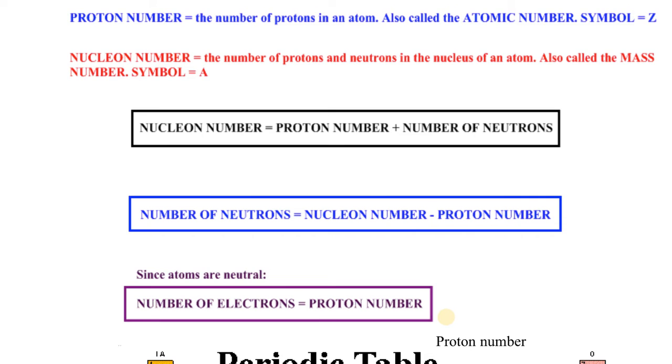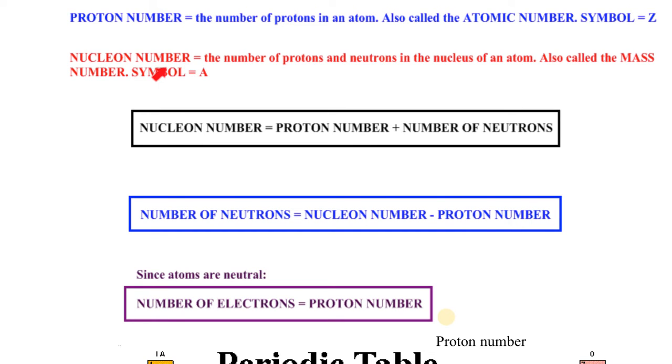So let's start off with some definitions. So the proton number is the number of protons in an atom, and is also referred to as the atomic number, and the symbol is a capital Z. So the atomic number is what actually determines what type of element the nucleus is actually found in.